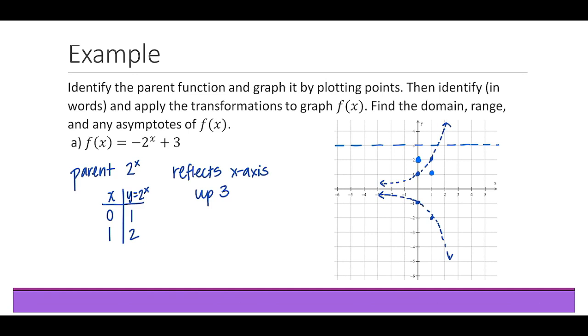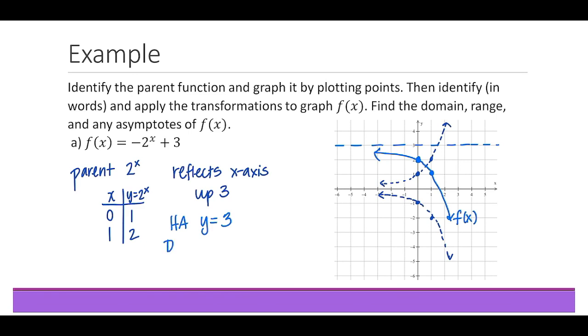And then I'm going to go ahead and connect those points with my solid graph this time, because this is going to be my final answer for my graph of f of x. Now the last part is to find the domain, the range, and any asymptotes. So let's go ahead and just label the asymptote. We said the horizontal asymptote was y equals 3. Remember to write it as y equals, not HA equals.